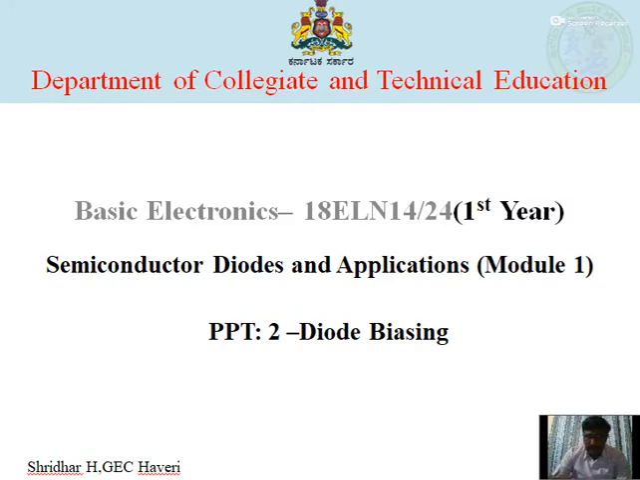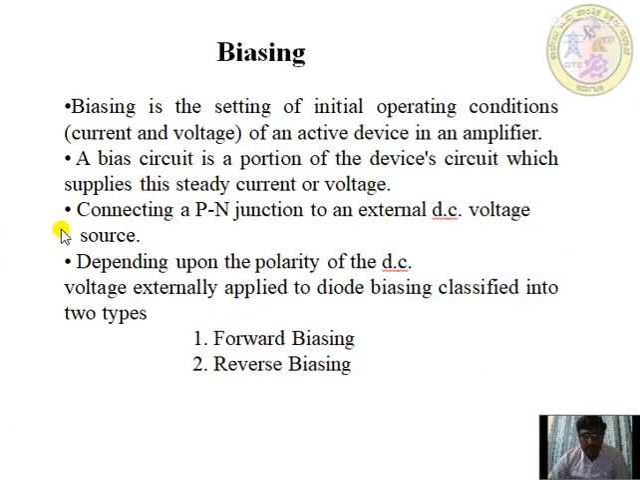So in this session we will go through biasing. What is biasing? Biasing is just connecting an external voltage source to make the PN junction active, depending upon the direction. There are two types: forward biasing as well as reverse biasing.